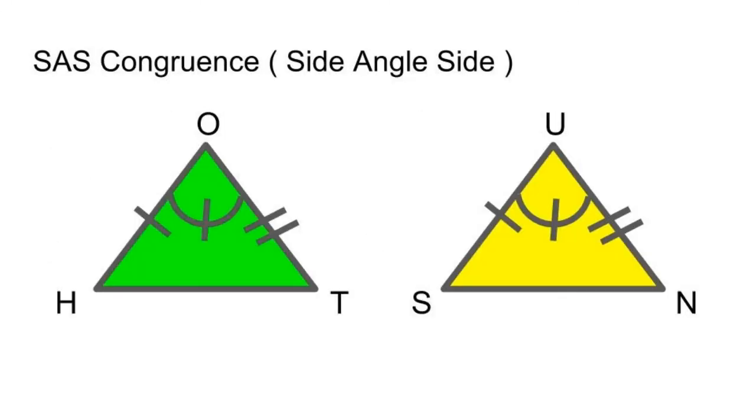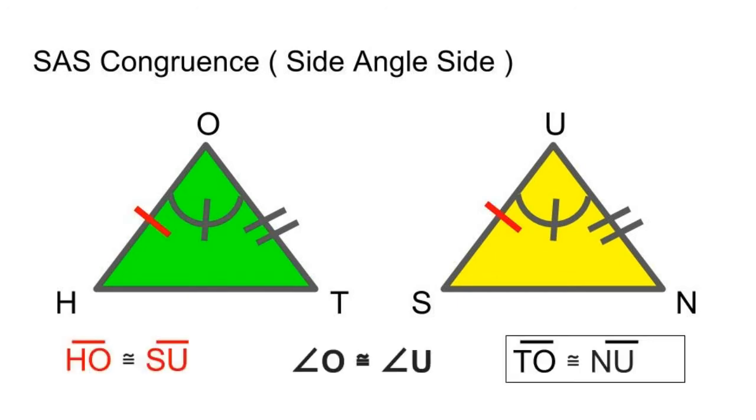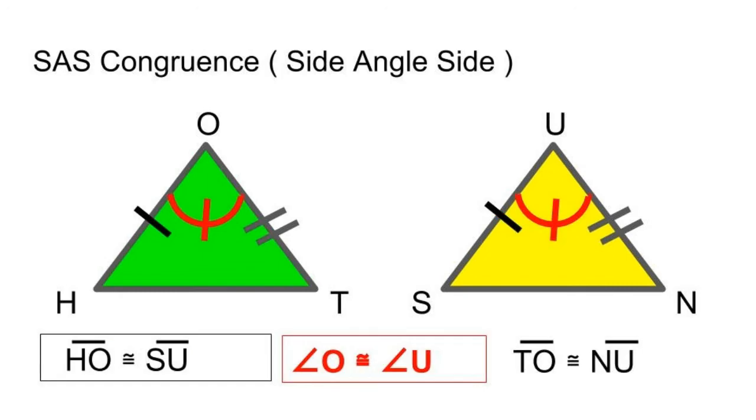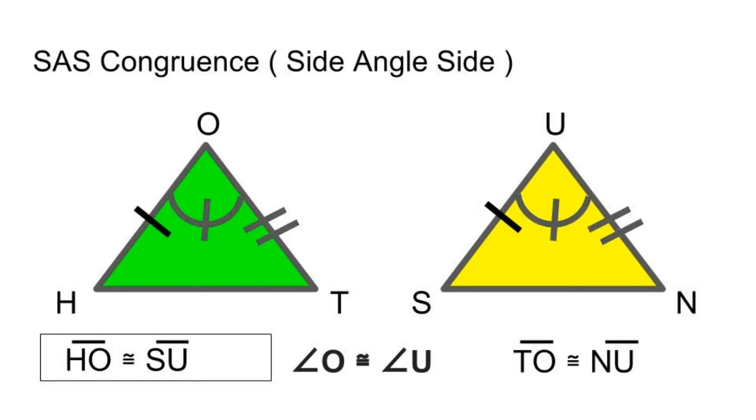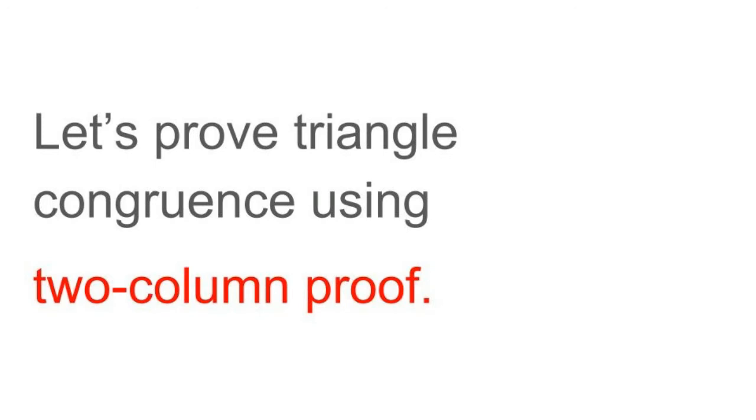Example: if segment HO is congruent to segment SU and angle O is congruent to angle U and segment TO is congruent to segment NU, then triangle HOT is congruent to triangle SUN, according to SAS postulate, side angle side postulate. Remember that the angle here is the included angle. Now let's prove triangle congruence using two-column proof.